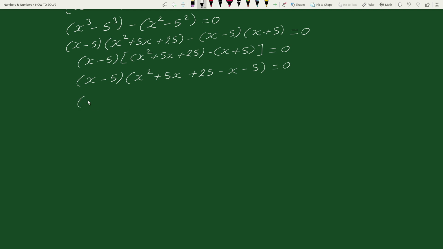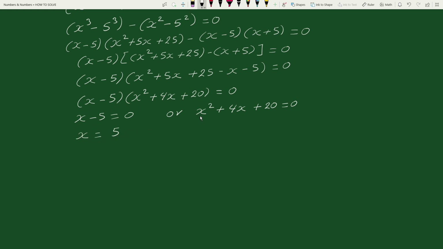This equals x minus 5 times x square, 5x minus x will be plus 4x, 25 minus 5 will be plus 20, equals 0. Now from here, either x minus 5 equals 0 or x square plus 4x plus 20 equals 0. From here, x equals 5.